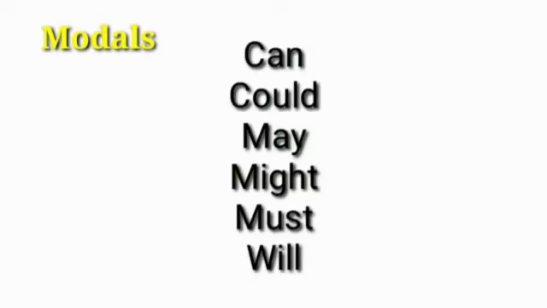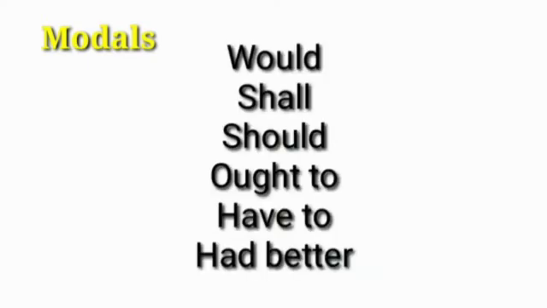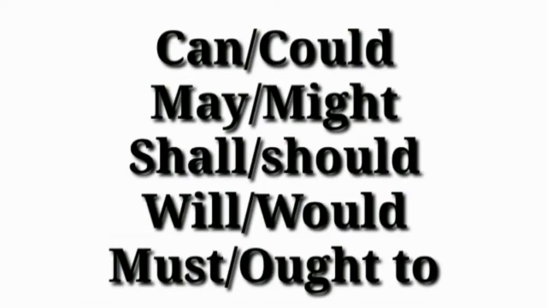In the English language, the modal verbs commonly used are can, could, may, might, must, will, would, shall, should, ought to, have to, and had better. Today I will discuss 10 most important modal auxiliaries: can, could, may, might, shall, should, will, would, must and ought to.